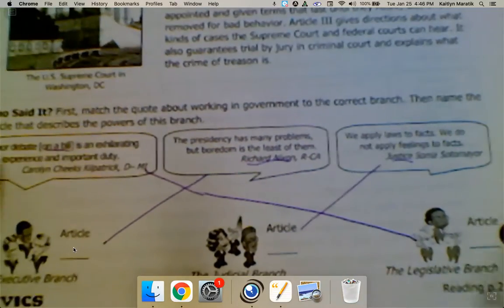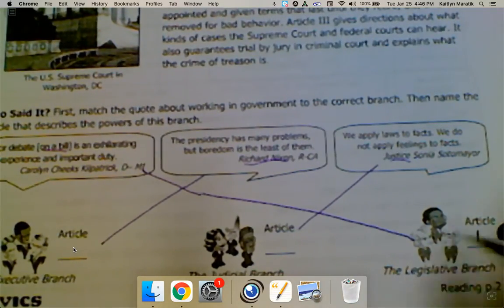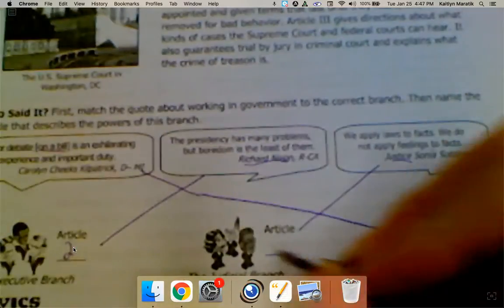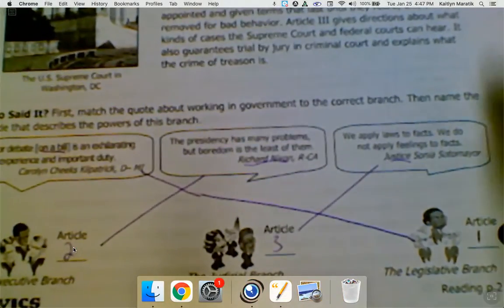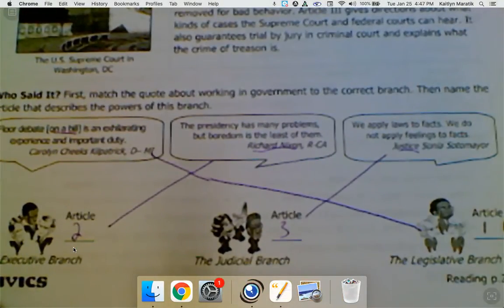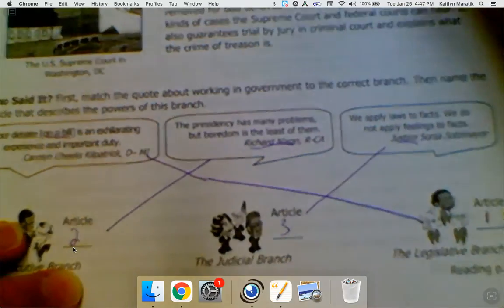So then which of these? Legislative is the first article, executive is the second, and judicial is the third. You don't have to do this piece. It's more just a little bonus.